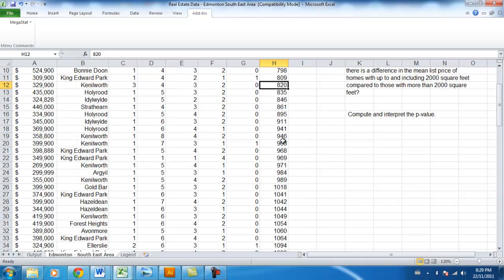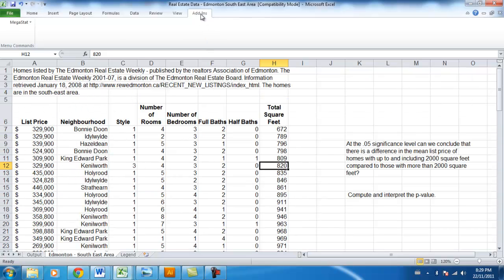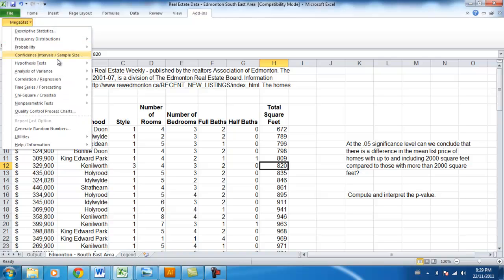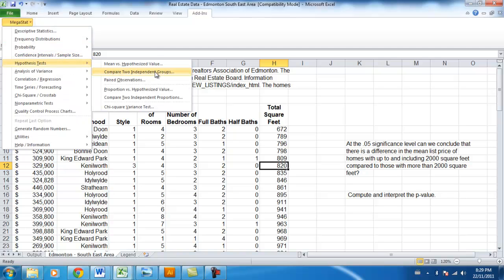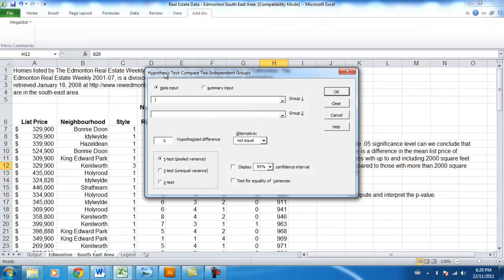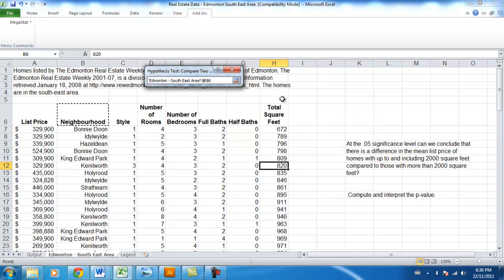2,947. So in Excel, we go to add-ins, Megastat, hypothesis test, and we're comparing two independent groups here. So we click on that. Now we need to tell Excel exactly what we're comparing. Just delete that.